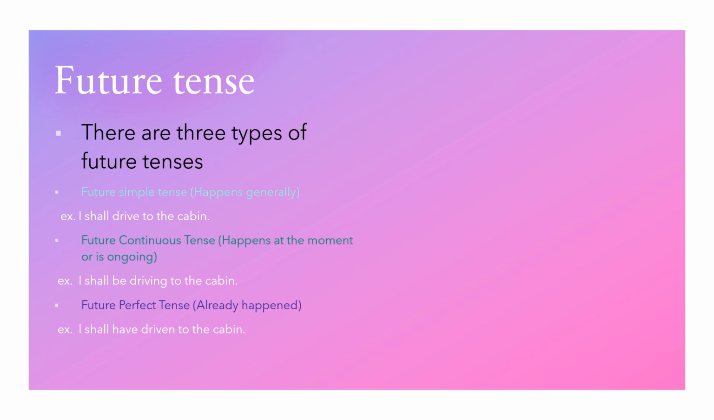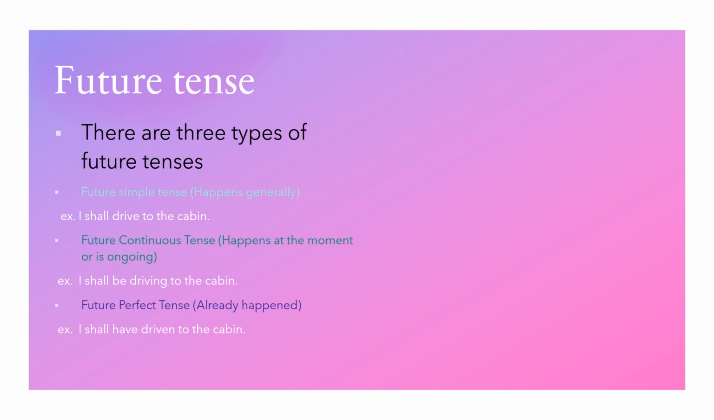Then the next one is future continuous tense. So when looking at the example, I shall be driving to the cabin, you can see that the sentence is within the future by focusing on the words shall be and the ing that is connected to the verb. So when focusing on the verb, you can then see that the action happening within the sentence is still happening. So it's ongoing, it's non-stop movement, right? So that is how you can identify if a sentence is future continuous, right?